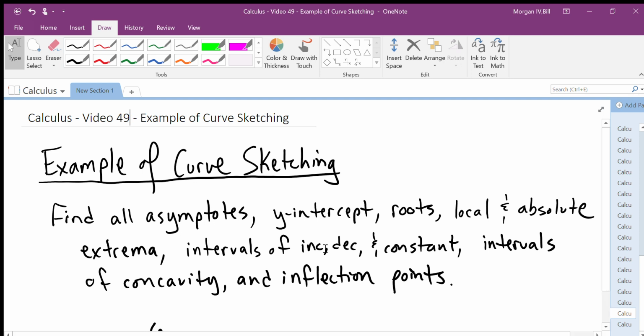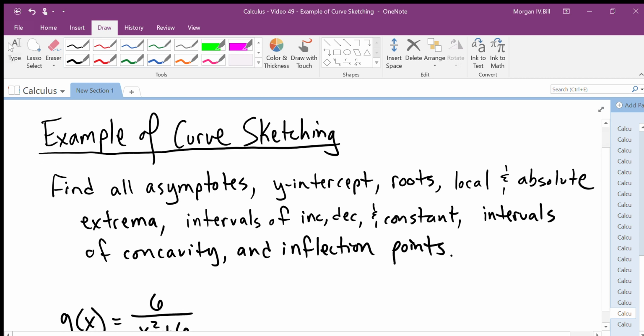Calculus video 49, an example of curve sketching. So this time from the top, we're going to find all the asymptotes, the vertical asymptotes, horizontal asymptotes, the y-intercept, the roots, all that goes back to algebra. We learned those in algebra. The local and absolute extrema, the intervals of increasing and decreasing, constant if there is one, intervals of concavity, and inflection points, and then we're going to sketch the graph. So the whole thing, one big problem.